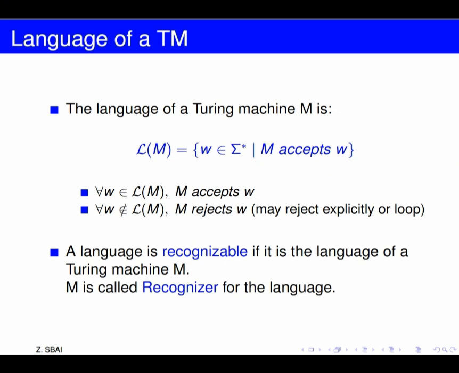We'll say here that a language is recognizable if it is the language of some Turing machine. And this machine M is called a recognizer for the language. By recognizer here we mean that the machine will accept all the strings that are members of the language.